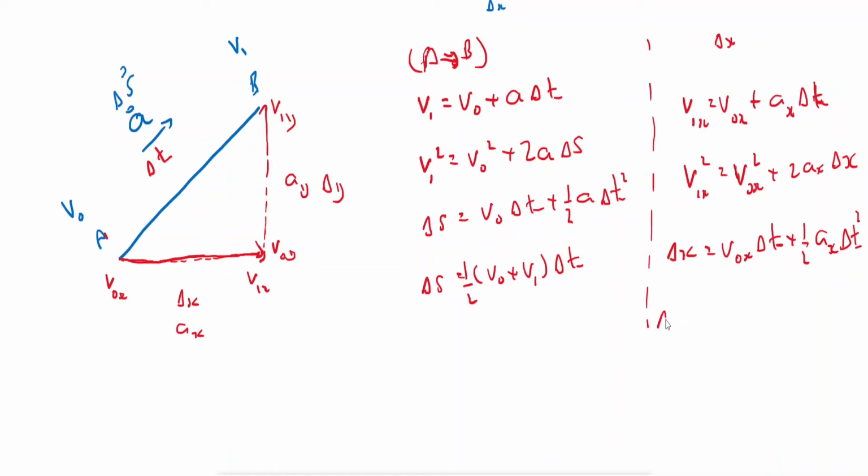Then you could also find delta x, and that is going to be given by half v0x plus v1x. It doesn't matter whether you start with v1 or v0, it doesn't matter, and then delta t.